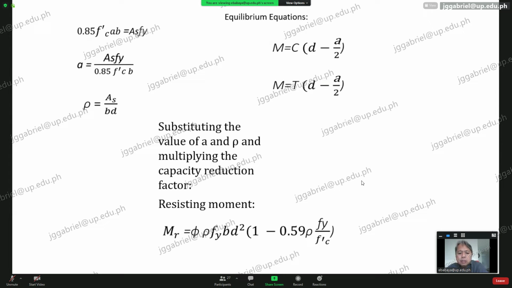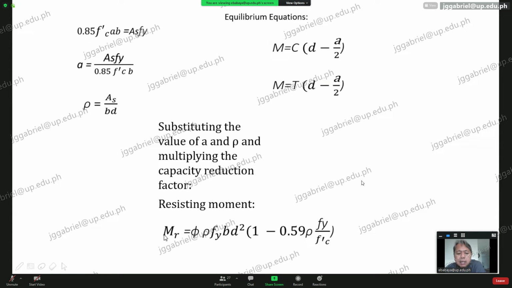Now, if we substitute the equation, by algebra, you'll come up with this formula. I did not show how it was derived, but kindly do that as an exercise. You do it at home. So, do that as a practice to come up with this MR.